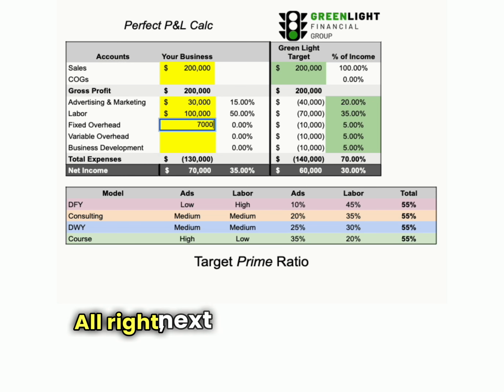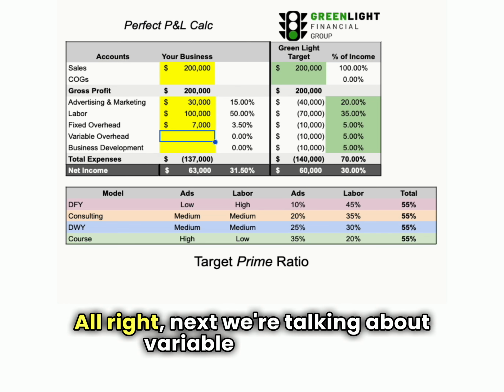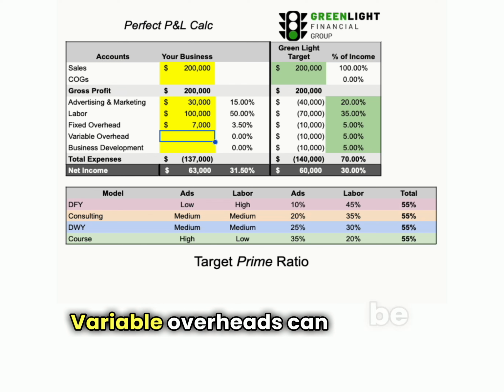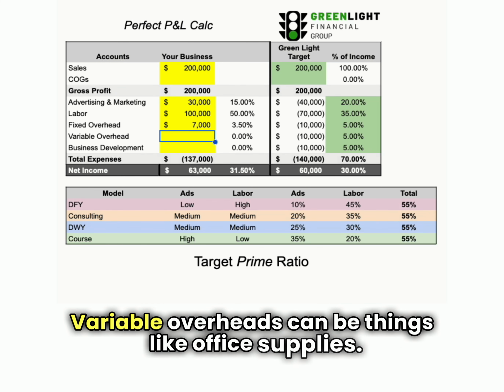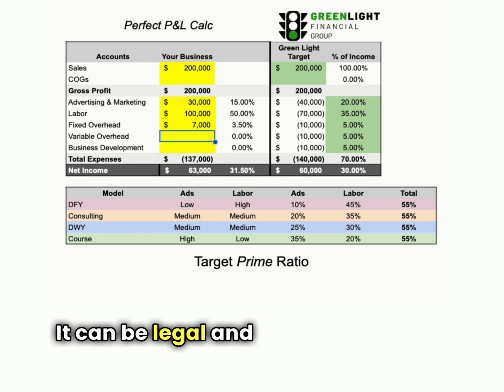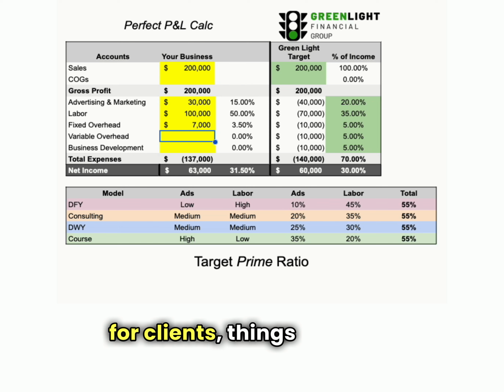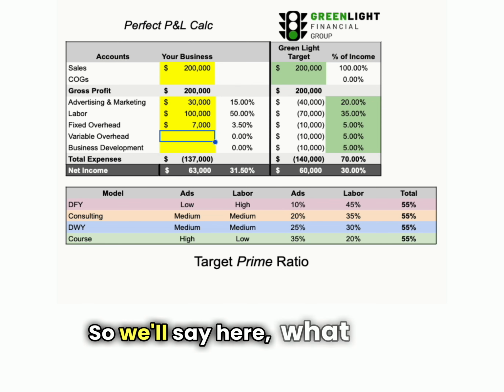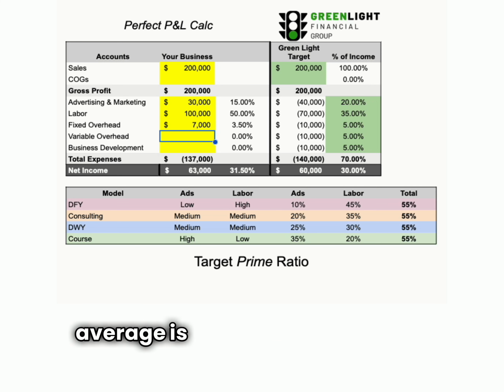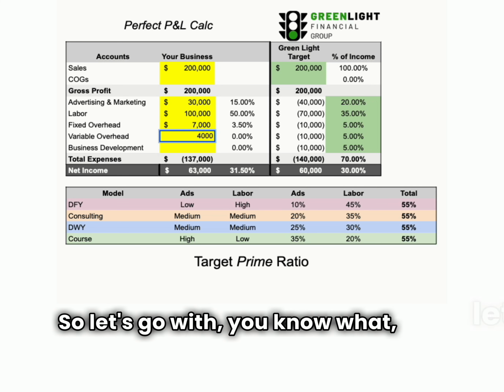All right. Next, we're talking about variable overheads. Variable overheads can be things like office supplies. It can be legal and professional fees. This can be shipping, gifts for clients, and things like that. So what I see on average is between 3 and 5K. Let's go with 4K.